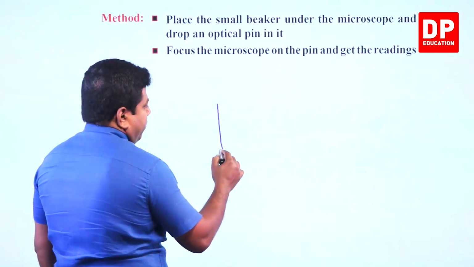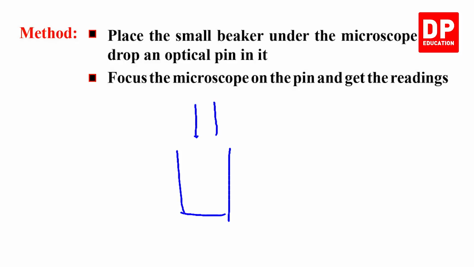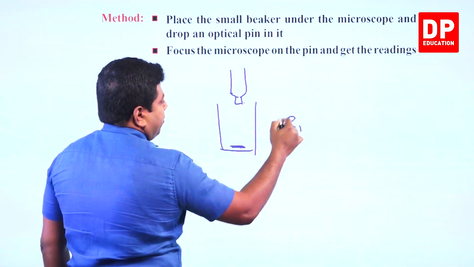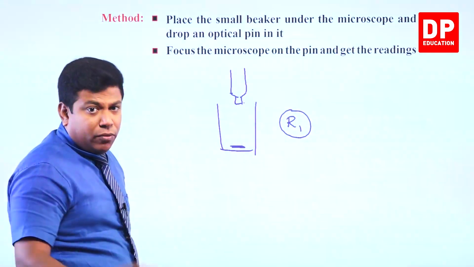See, focus the microscope on the pin and get the readings. See, this is how your microscope is going to be. You kept the beaker. Here you have put a pin in the bottom. And focus on this pin and get the readings. That will be reading number 1. Then what we do?